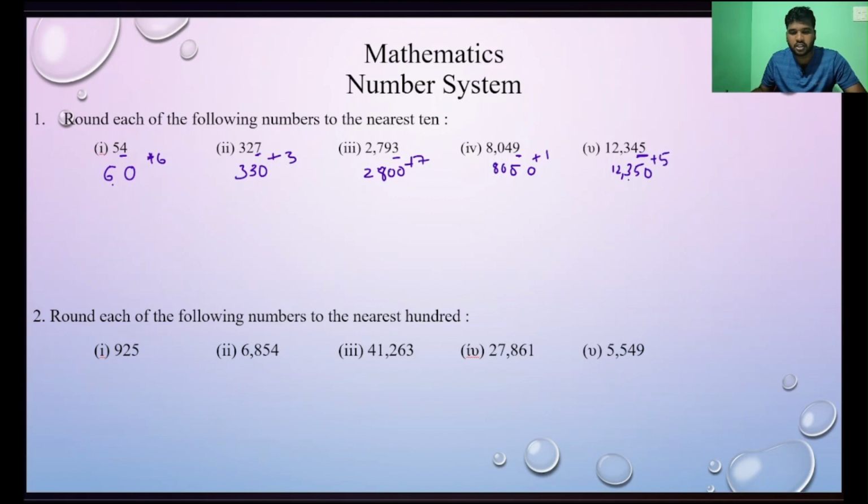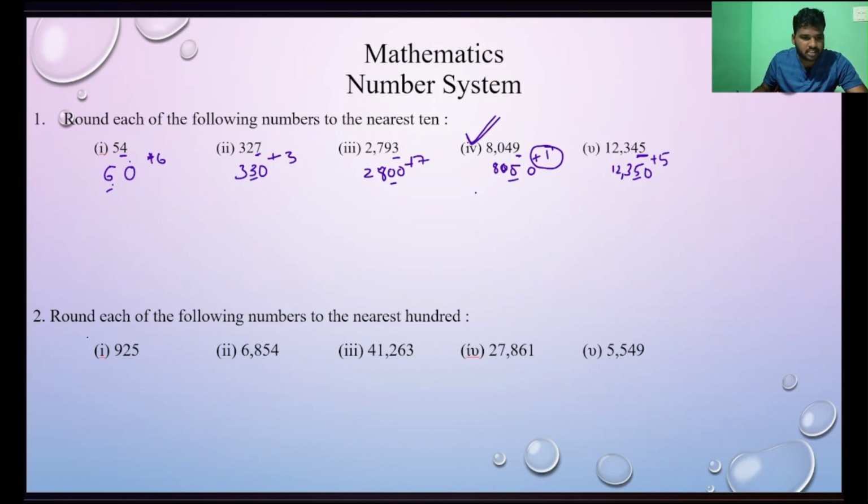What did we do to become the nearest 10? The tens place should become its nearest 10, and the ones place should become 0, right? Now in all these options, which has the nearest value to become 10? 8049 is the nearest value to become its nearest 10. We should do every question, then find out which is the nearest 10. Then it becomes 8050, and the option is the fourth.